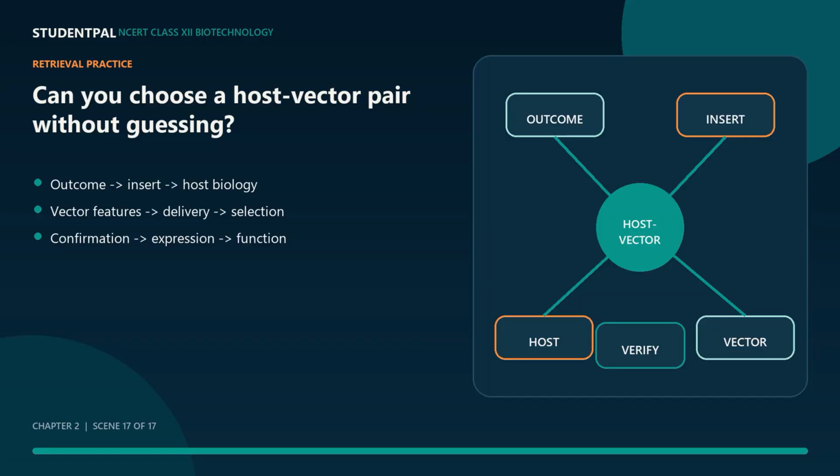Now answer 4 questions. Why can a plasmid replicate in one host but fail in another? Why might E. coli produce the wrong form of a eukaryotic protein? Which features must a bacteria yeast shuttle vector carry? And why does a selected colony not prove the correct insert? If your answers link mechanism to evidence, you understand the host vector system. The chapter is not a catalog. It is a framework for engineering a biological partnership and proving that it performs the intended job.